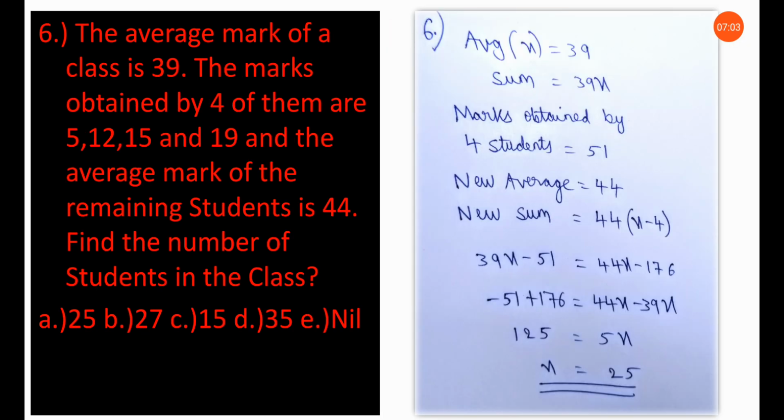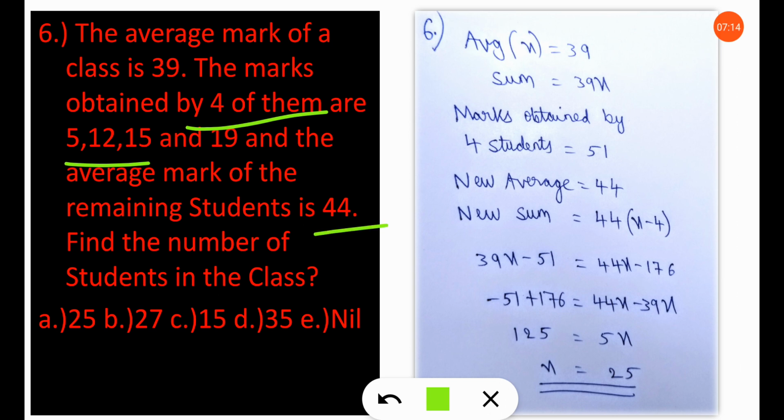Let's move on to the sixth question. The average mark of a class is 39. The marks obtained by 4 of them are 5, 12, 15 and 19, and the average mark of the remaining students is 44. Find the number of students in the class.